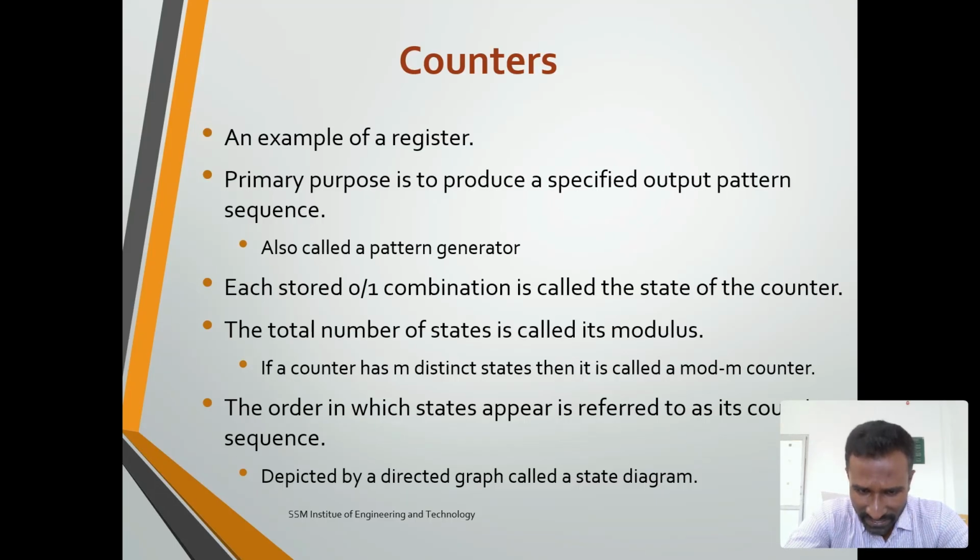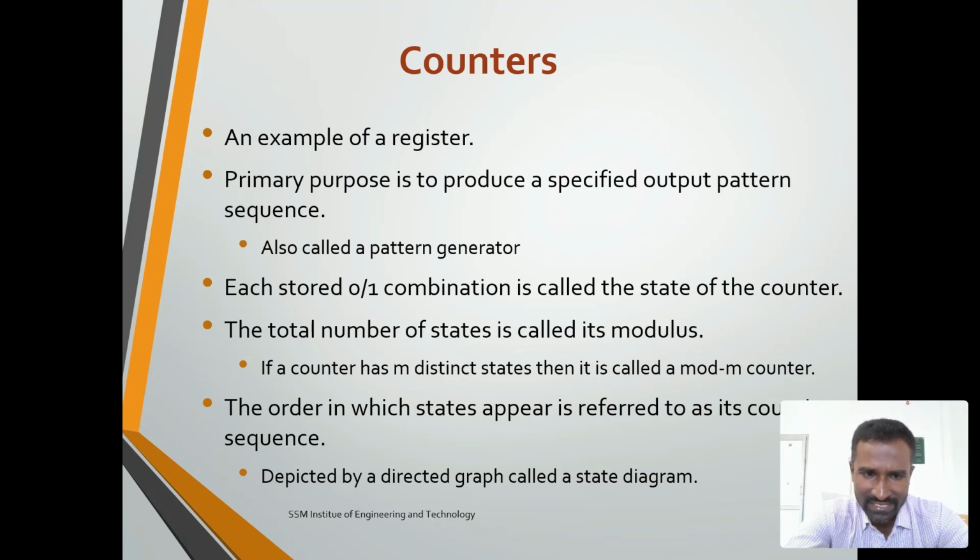The total number of states is called the modulus. The term modulus represents that there are m distinct states, and that is called a mod m counter. So mod m is modulus m. That is called the state of the counter, the number of states used in the particular counter.